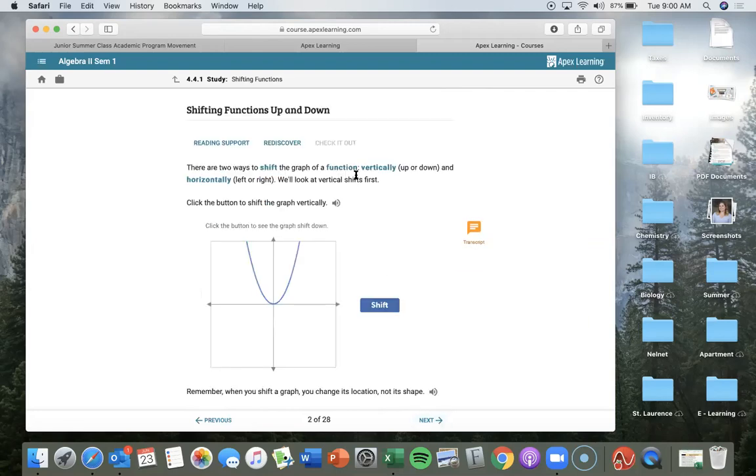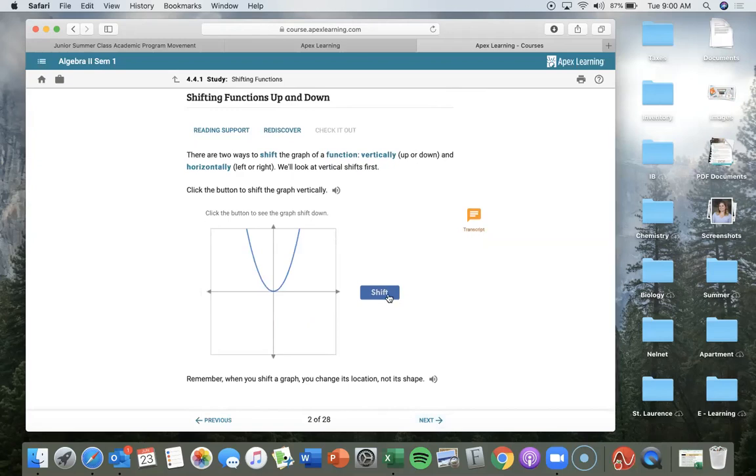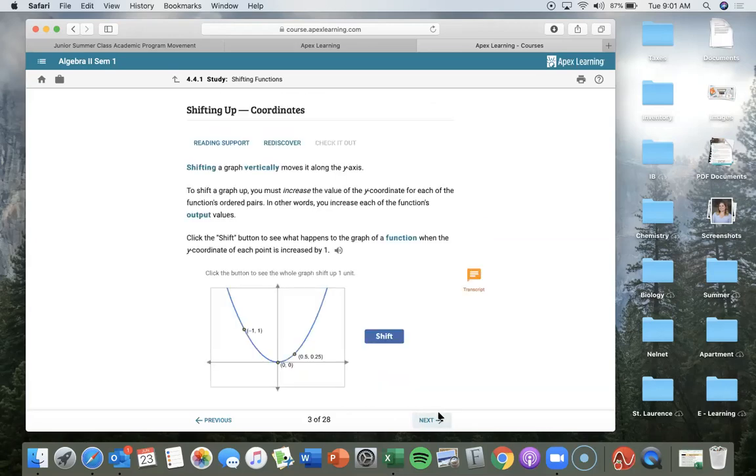All right. So then there are 2 ways to shift a graph, vertically and horizontally. Yes, you can shift vertically and horizontally, and that does make it diagonal. I get that. But when we're talking mathematically, we only really talk about either shifting vertically or horizontally. If we're shifting vertically, that's talking about going up and down on a vertical line. So the red graph there was shifted vertically down. All we're doing when we shift is changing the location, not the shape.